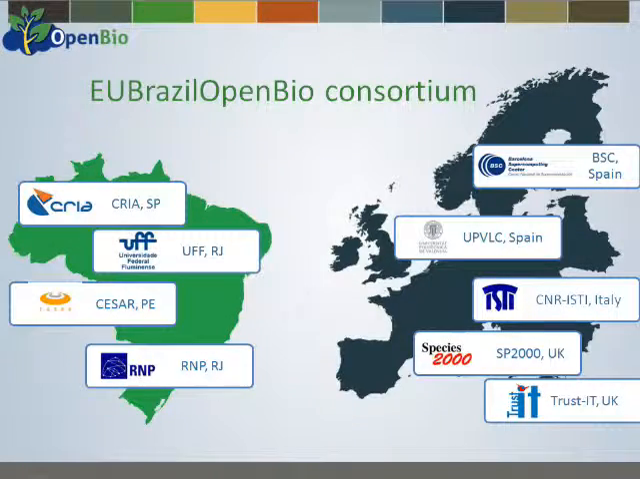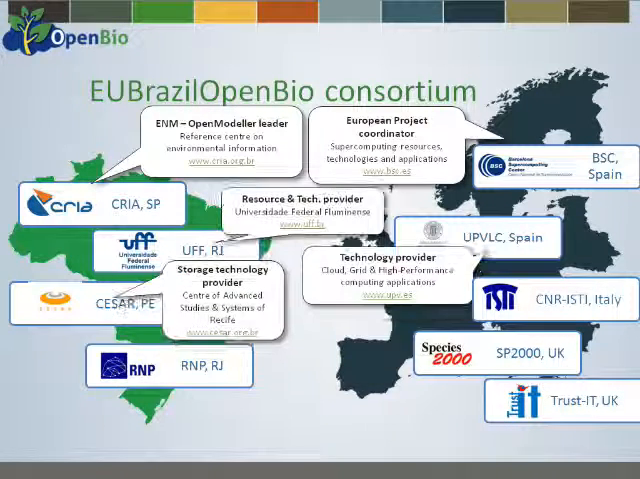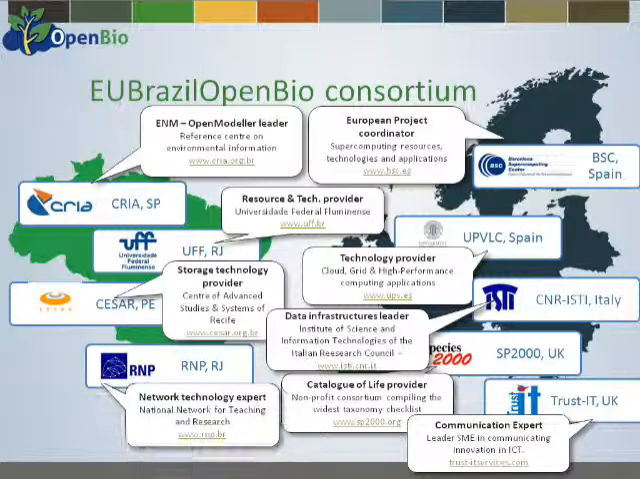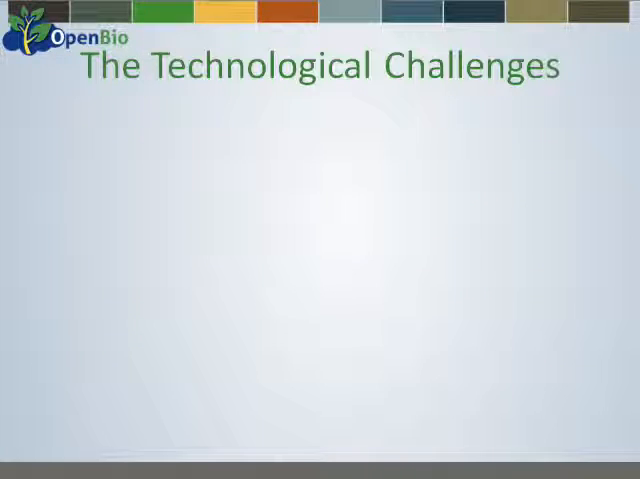Jointly coordinated by the Barcelona Supercomputing Centre and by CRIA, the Reference Centre on Environmental Information in Brazil, the consortium of partners encompass resource and technological providers, data infrastructure managers and biodiversity data providers, as well as policy and education network and communication experts. Each of the partners have specific roles within the project architecture and contribute to the project results according to their experience and knowledge.